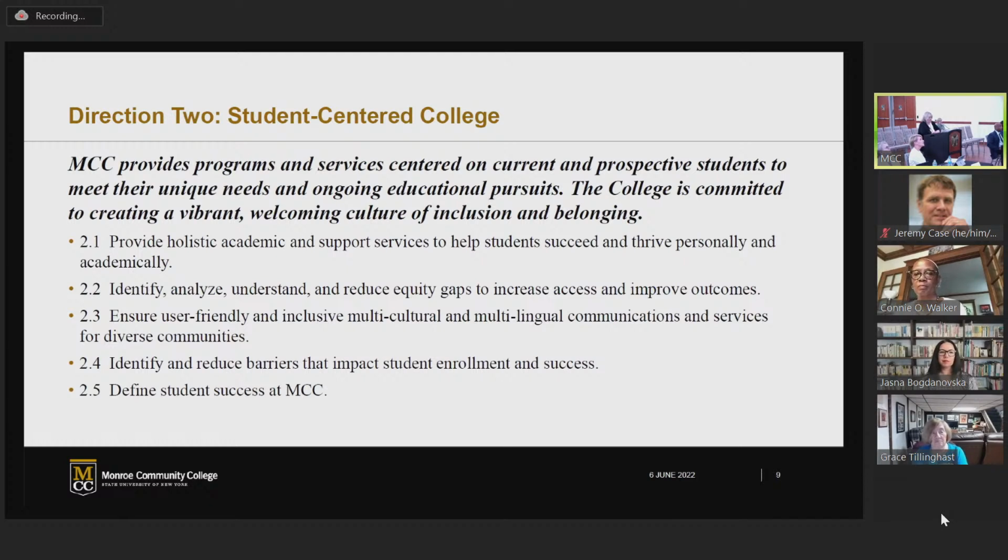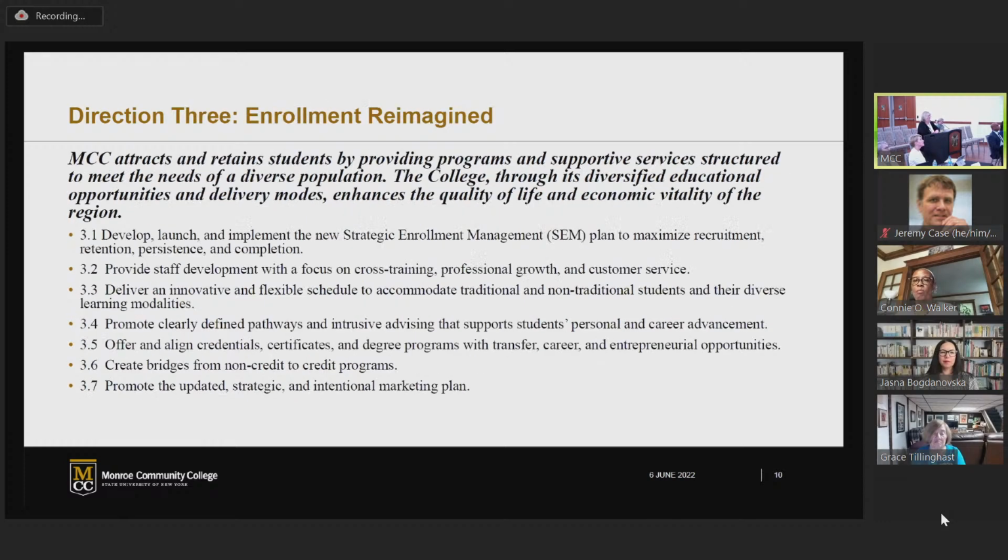Direction 2 focuses on the student and the services and supports that we give our students in order for them to be successful. It looks at reducing equity gaps. It looks at an inclusive, multicultural, and multilingual communications and services. Here again, as I said in the beginning, we want more of a focus on the students this time, not so much on some of the outside work that we do, although it's still important and it's still in here, but we really wanted to bring it back to the students, what we're really here to do and to serve. And so can we move on then to direction 3?